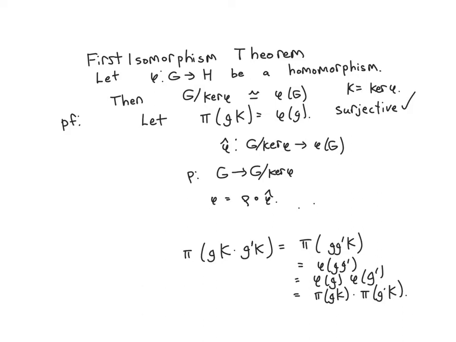Naturally, because we're looking at the image of phi, every element in this codomain here is of the form phi of g for some g, little g. And so this function is automatically surjective. Note here, why is it surjective? Because this is a function from G mod K to the image.